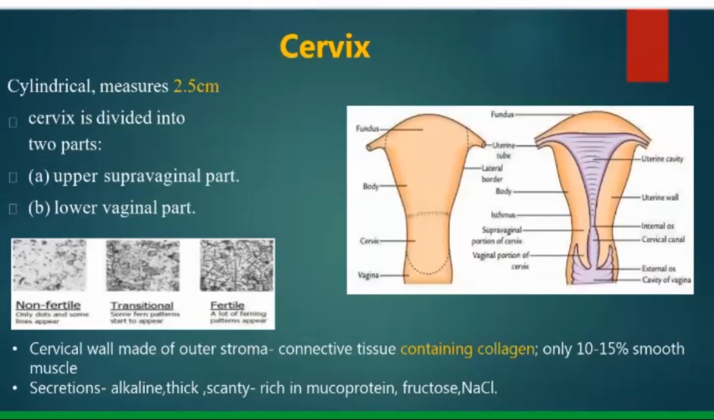There is 15% smooth muscle, and the secretions are alkaline, thick, scanty, rich in mucoproteins, fructose, and NaCl. In OPD cases, some patients come with complaints like discharge, and these days we also see ads for washes to maintain the pH. These are basically to maintain the pH, like the secretions. They are alkaline, thick, scanty, rich in mucoprotein, fructose, and NaCl. These are the normal secretions, and anything that alters from that is an anomaly.